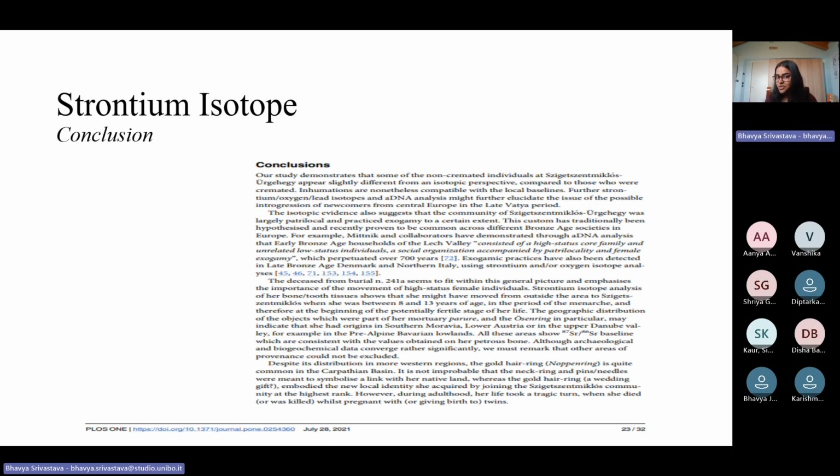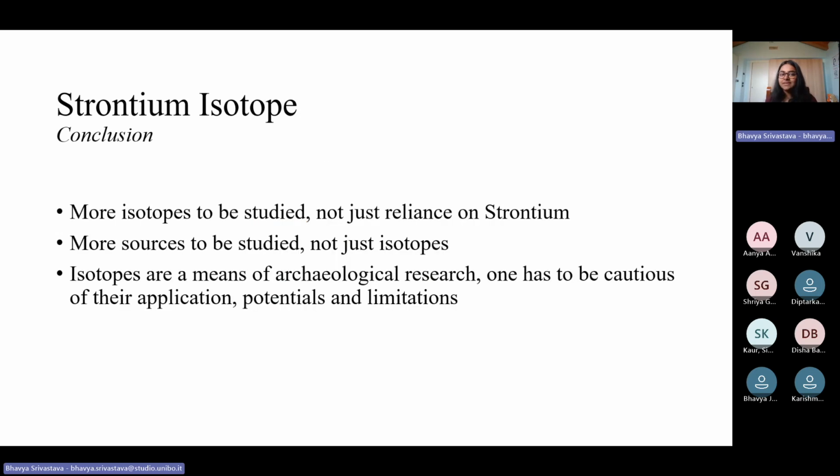This is what the conclusion is and what I just explained. And I end the talk here by saying that reliance on strontium is not the only thing that has to be taken by archaeologists in mind. Your study has to take in more isotopes, not just strontium, oxygen, carbon, but there are other goods, other artifacts that have to be studied as well. So more sources, more diversity of sources as much as possible has to be analyzed to gain a more critical perspective. I said this maybe in the last lecture as well, but I'll say it again.